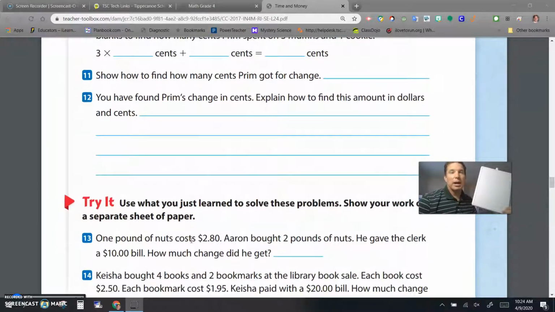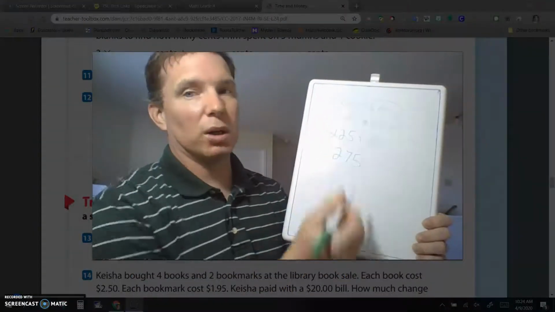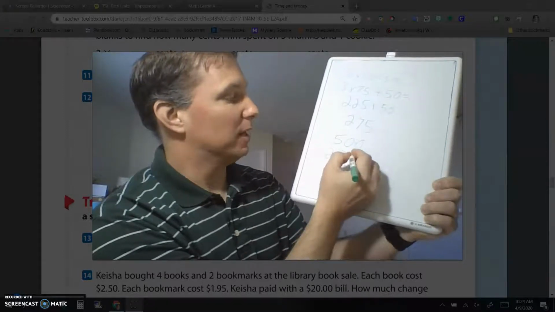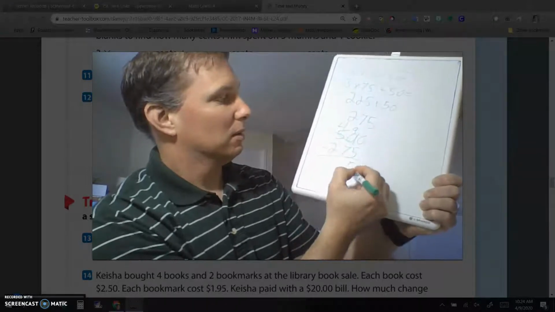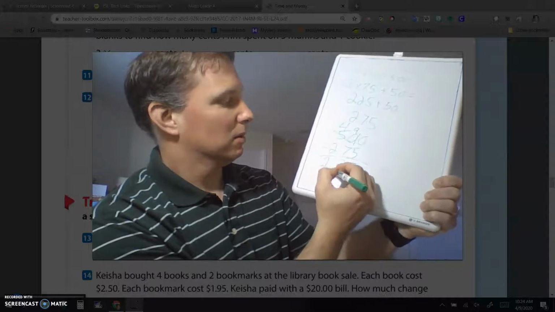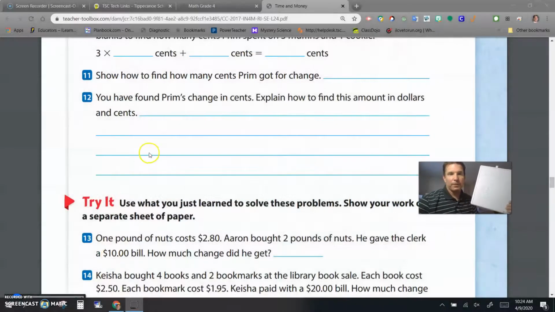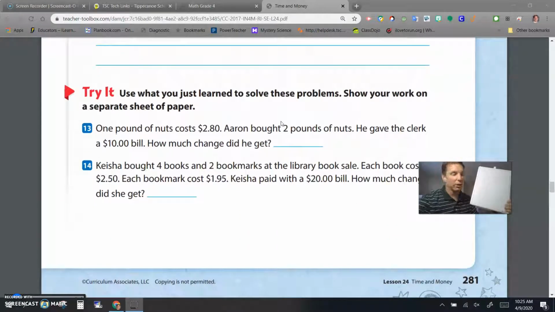Number 10. Show how to find how many cents Prim got for change. So what you would do is, remember we have 500 total, so you would take 500 minus 275, you subtract it. That's 225 cents change. So that would be 11 and 12. Go ahead and do the try it on your own. So pause me, do the try it on your own. While you pause me, I'm going to erase.